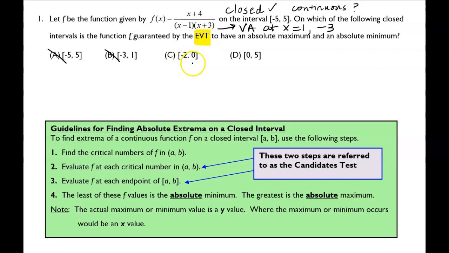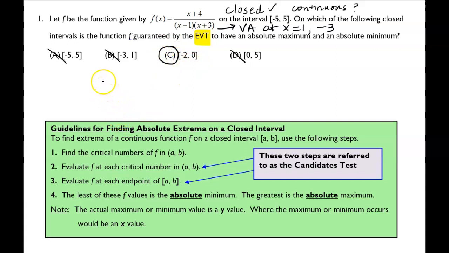Negative 2 to 0, that doesn't include 1 or negative 3, so that's probably our answer. Let's go ahead and double check D though. From 0 to 5, that does include x equals 1, so that will not be our answer. So here our answer is C, negative 2 to 0.